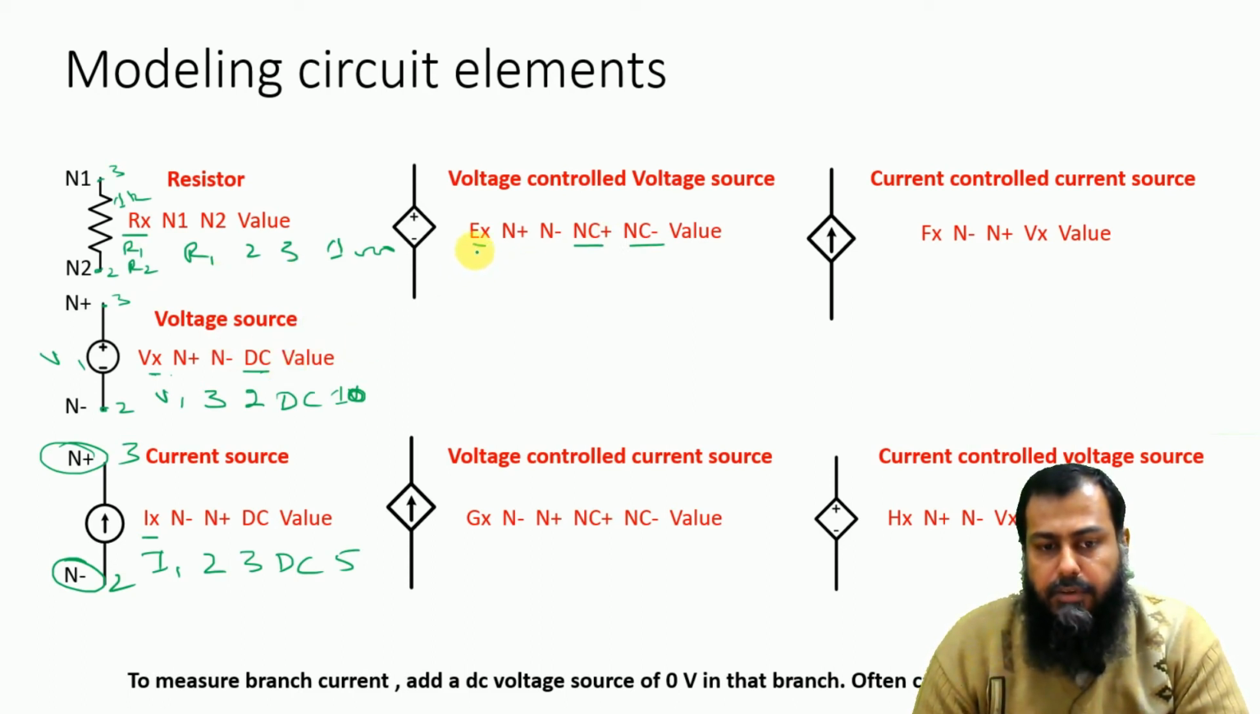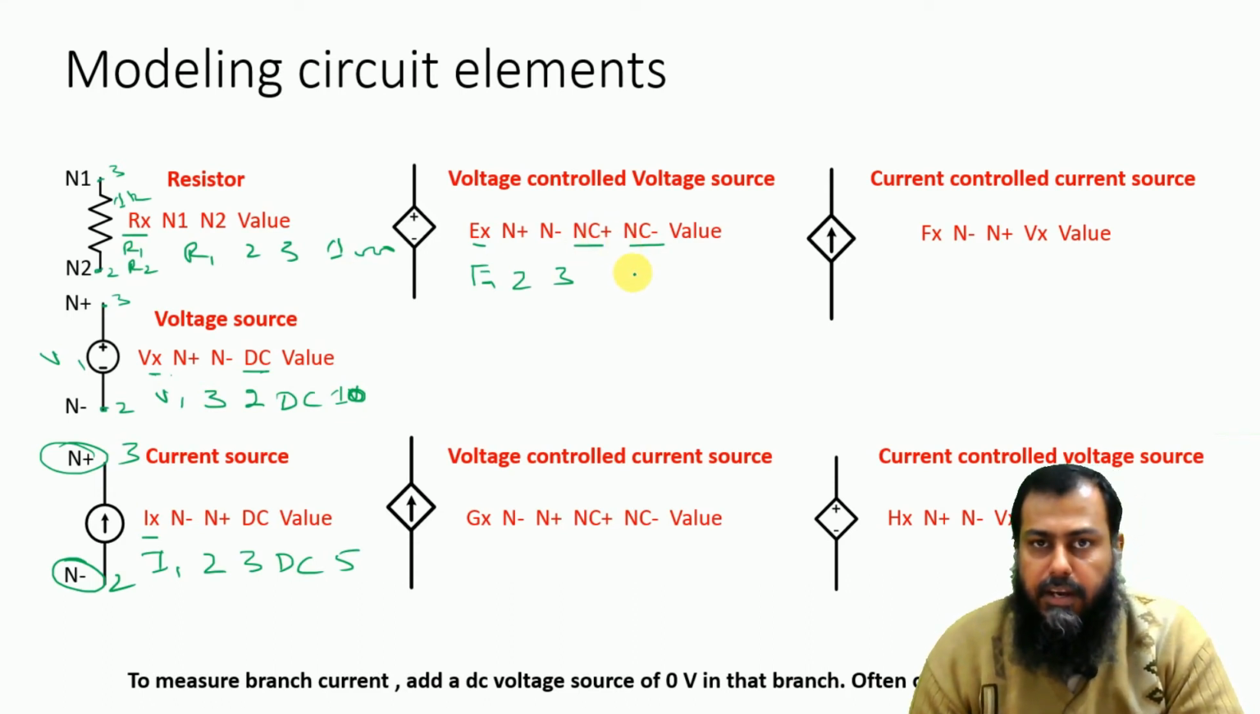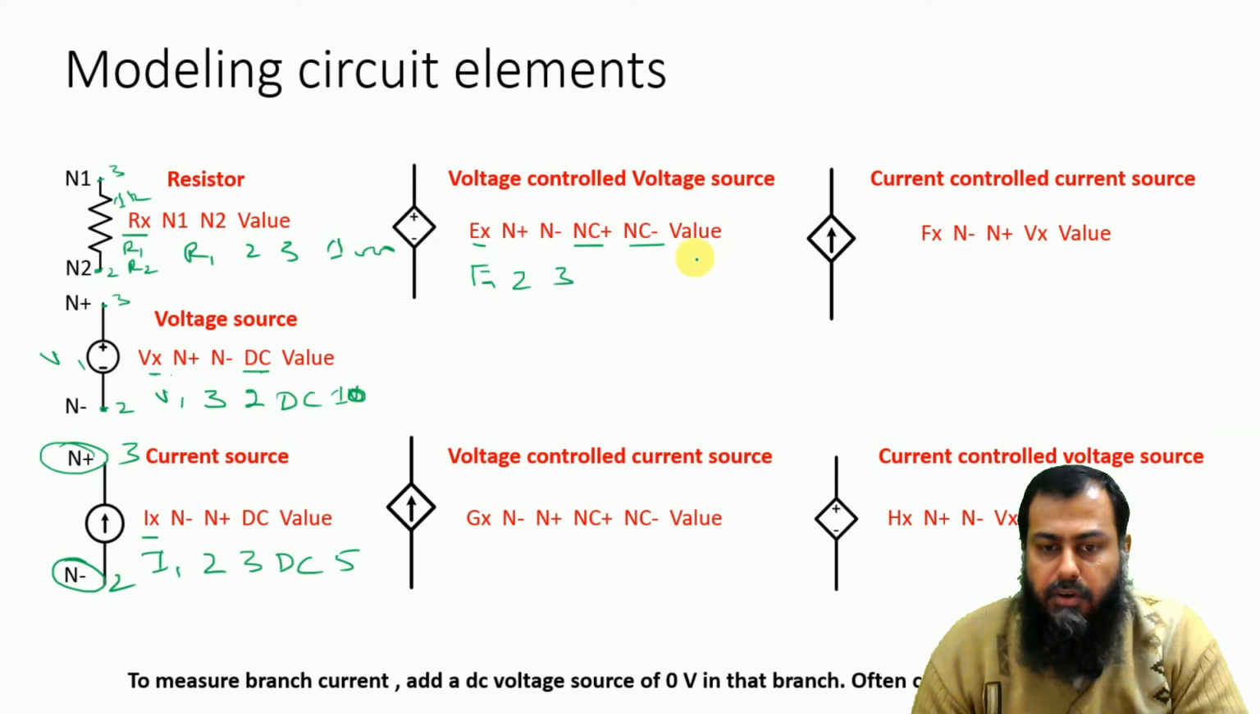The only difference is that we will write E1, then there are some controlling nodes, let us say this is 2, this is 3, and the controlling nodes are also designated with respect to the plus and the negative sign, and thereafter we will write the value, which is actually the gain of a given circuit.